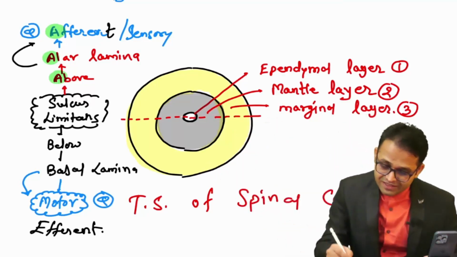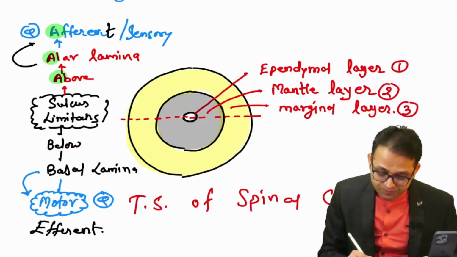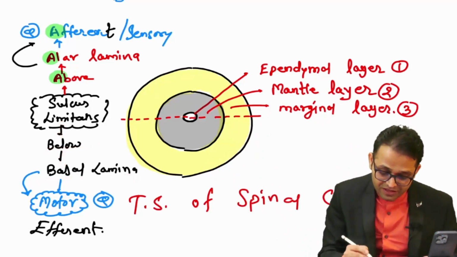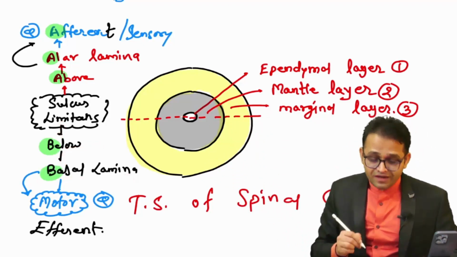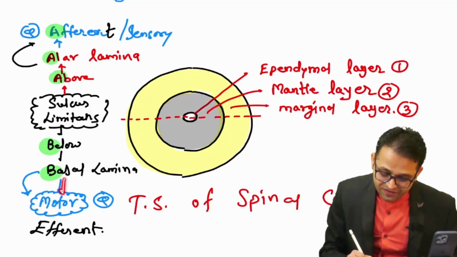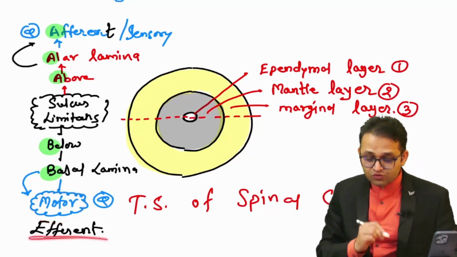Below the sulcus limitans, this part is known as the basal lamina. Our mnemonic is B for below, B for basal lamina. And it gives rise to the motor nerve. Motor nerve is also known as efferent.